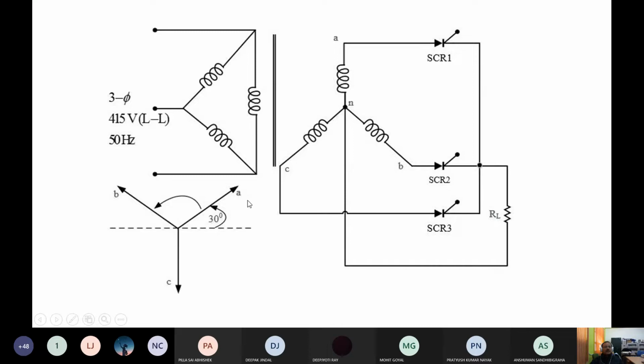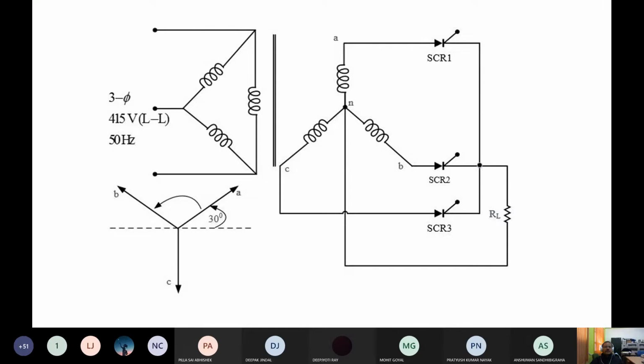And this is the instant at which the vector diagram is drawn. This is B actually, this is C. So A and C are equally positive with respect to reference, and B is maximum negative. After this instant, A is maximum negative, then like that.